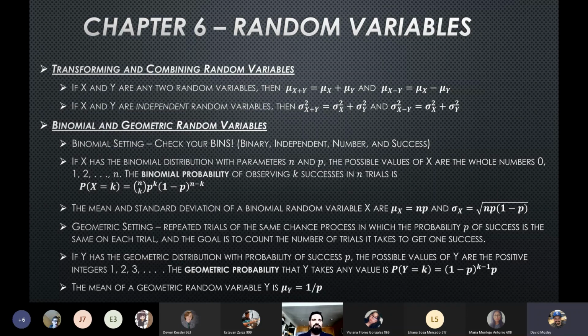If Y has a geometric distribution with probability of success P, possible values of Y are the positive integers 1, 2, 3, up to infinity. The geometric probability that Y takes any value is P. Probability of Y equaling K equals the probability of failure to the power of the number of failures, K minus 1, times the probability of success. The mean of a geometric random variable is mu sub Y equaling 1 divided by P.